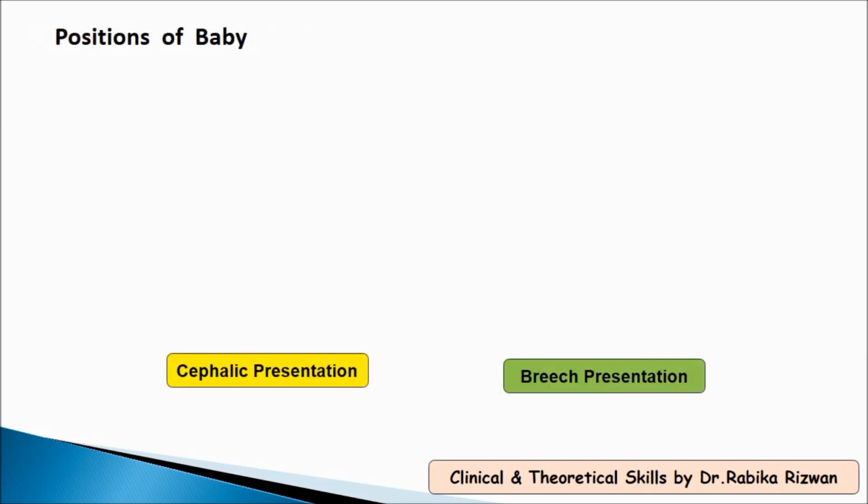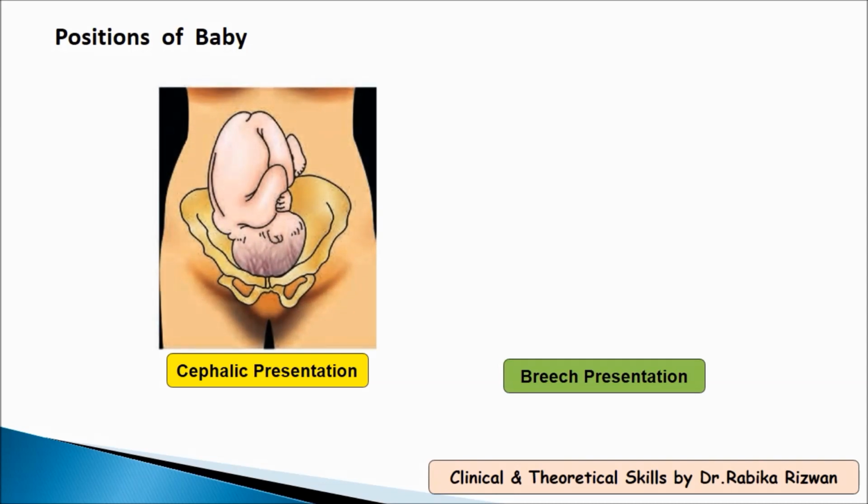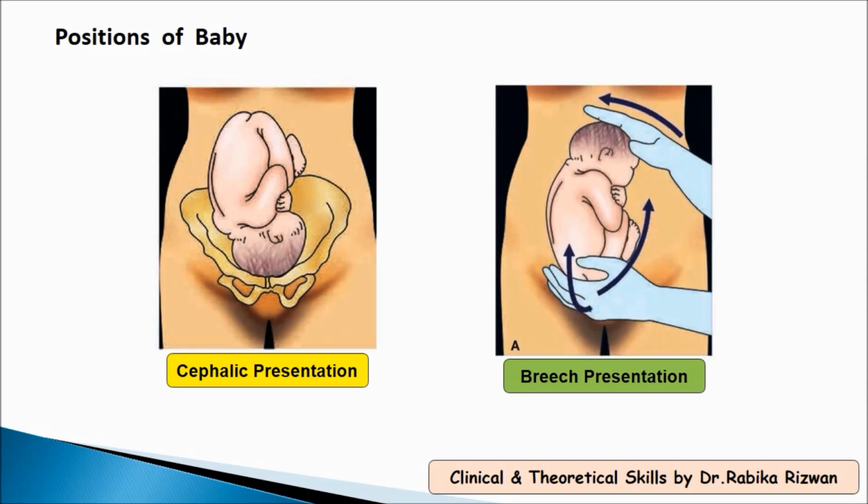As you all know, with advancement of pregnancy, the baby keeps moving and continuously changes its position in a different manner. The most common and the most helpful position by the end of pregnancy, close to delivery, is cephalic presentation, that is, head down position. However, another common presentation is breech presentation, that is, bottom down position, in which the buttocks are facing towards birth canal. Almost 3 to 4% of term pregnancies are in breech presentation.